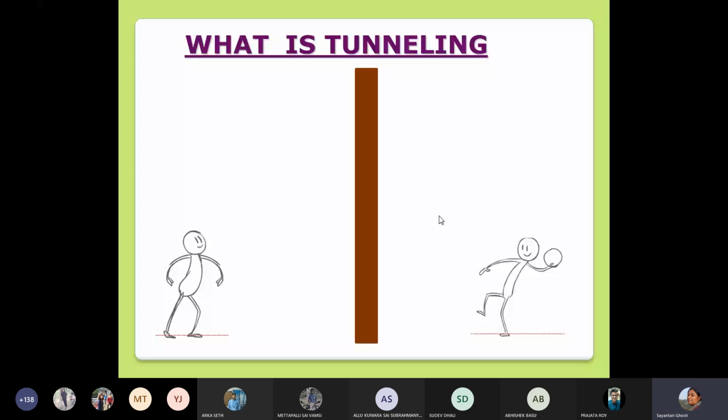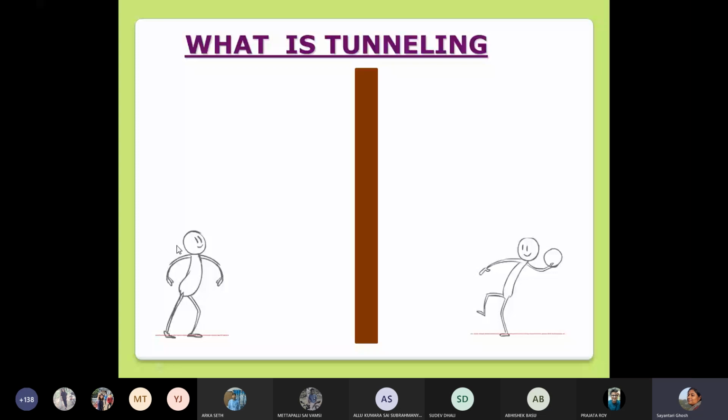Okay, but quantum mechanical tunneling says that it is possible that you can reach the other side even if your energy is low. So the energy of this ball does not have to be higher than this particular wall. There is a certain probability that it can still pass through and reach this particular person.